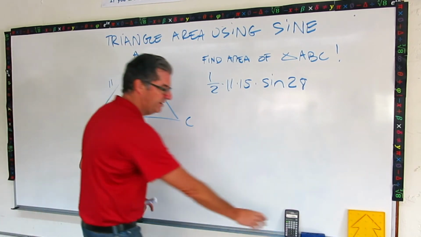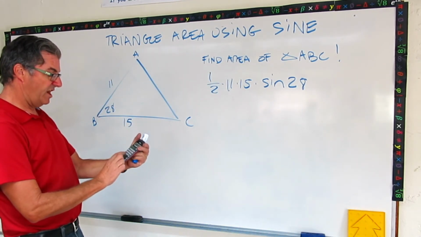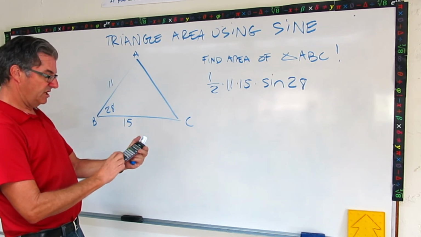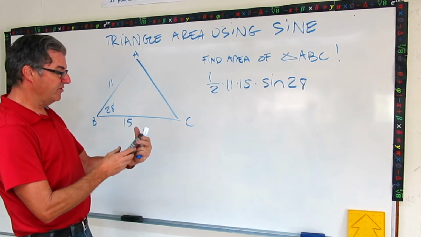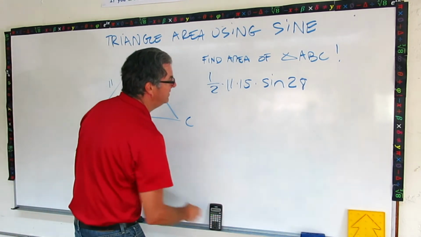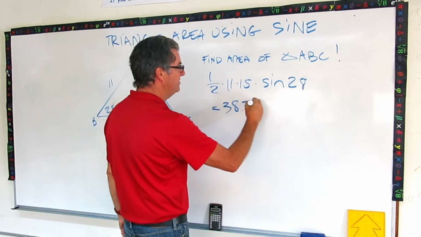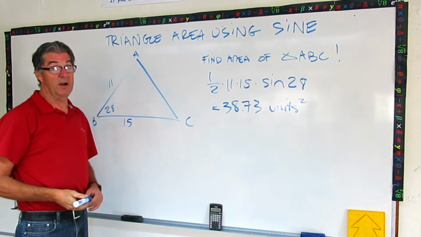Okay, let's see how that worked. I'm going to chain this together on my scientific calculator. I'm going to do 0.5 times 11 times 15 times 28 sine equals, and I get 38.73. So the area of this triangle would be 38.73 units squared, whatever those units are.